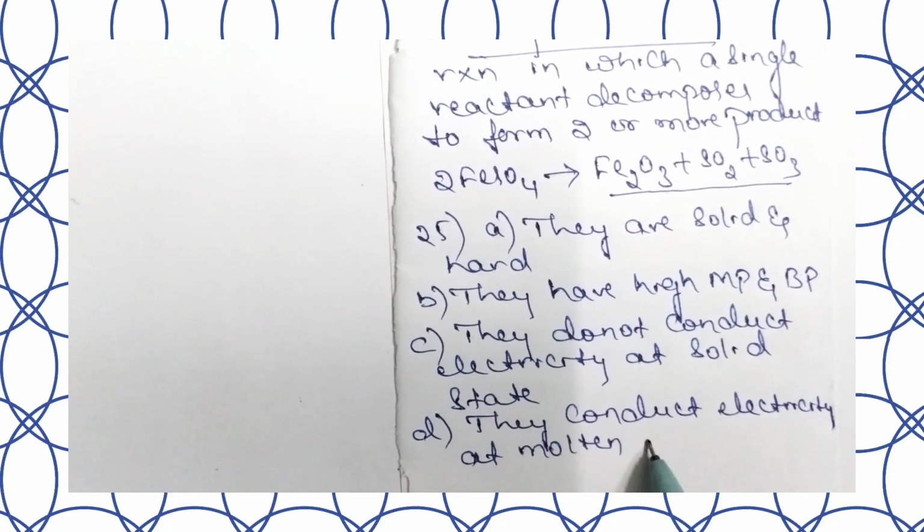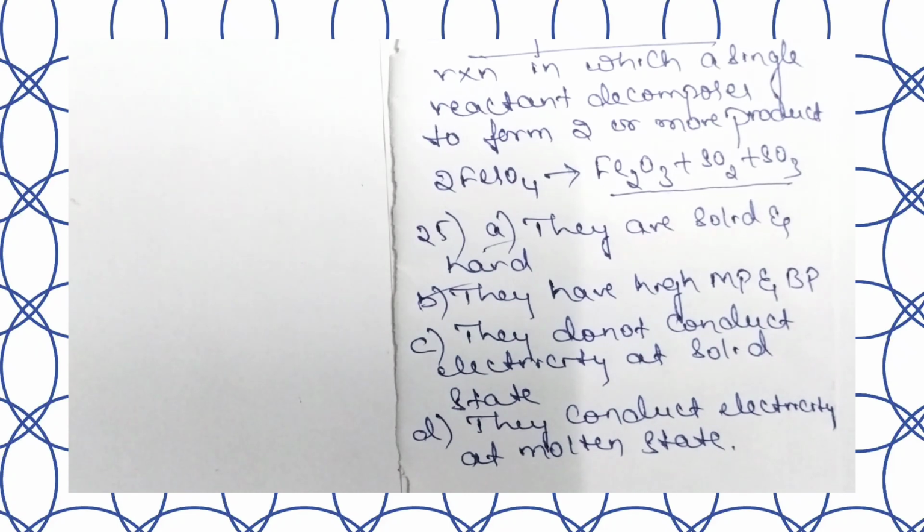So these are the main four properties of ionic compounds. They are solid and hard. They have high MP and BP. They do not conduct electricity at solid state. They conduct electricity at molten state. So these are the answers for the properties of ionic compounds.